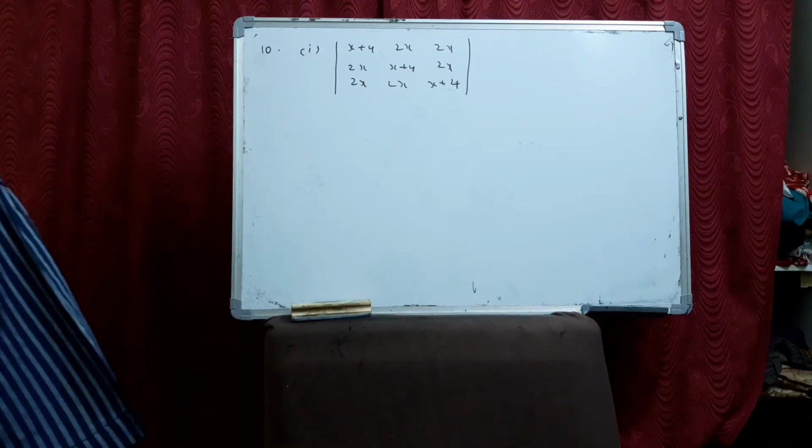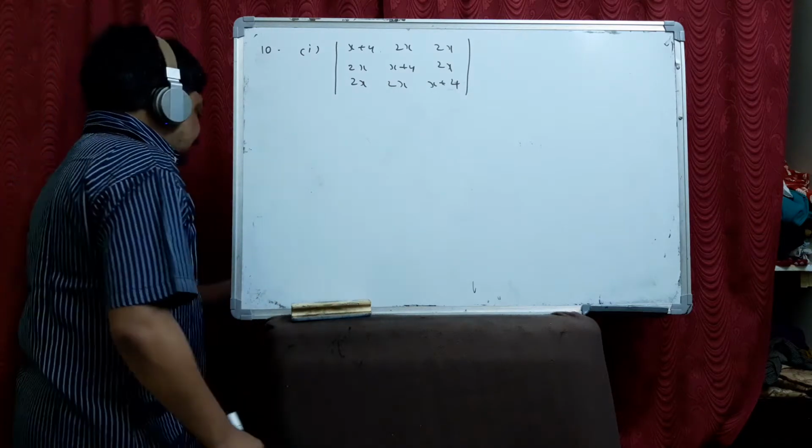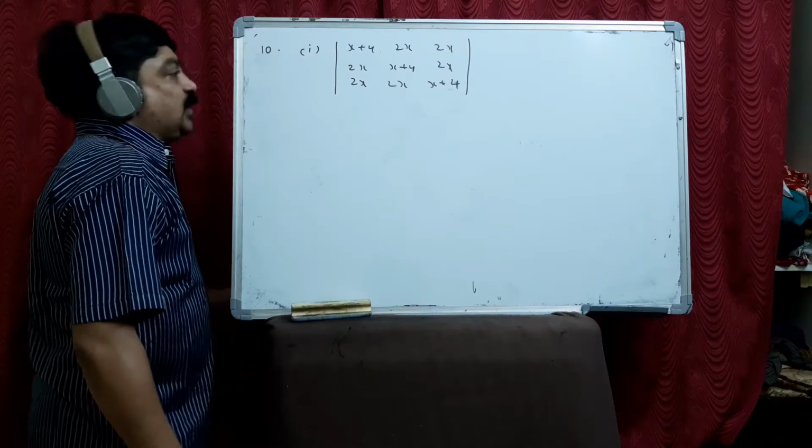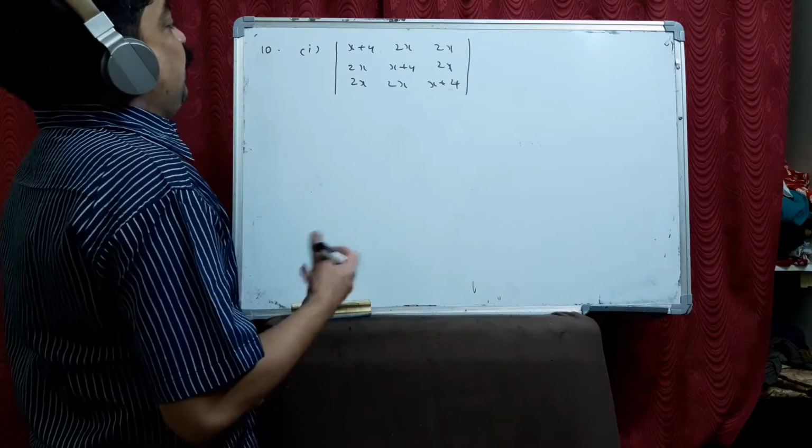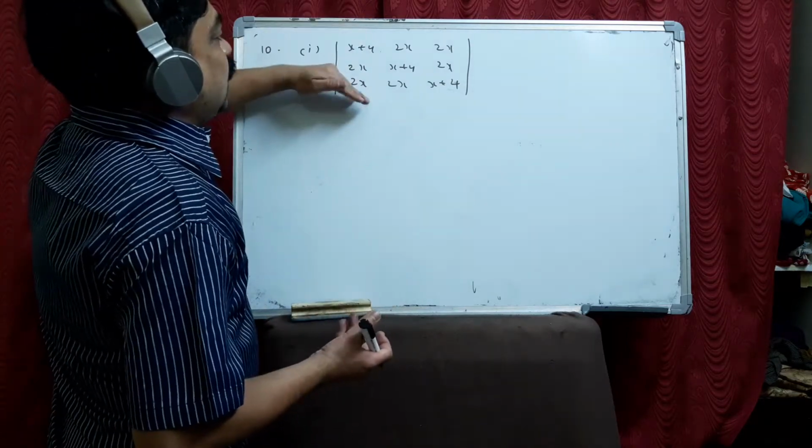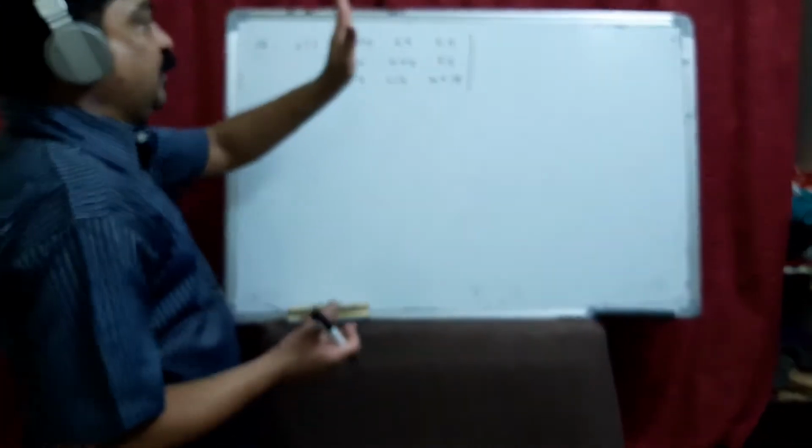Okay, see the 10th first problem. The answer, what is the right hand side? It is 5x plus 4. Let us see, when we add rows as well as when we add columns also, you get the 5x plus 4.